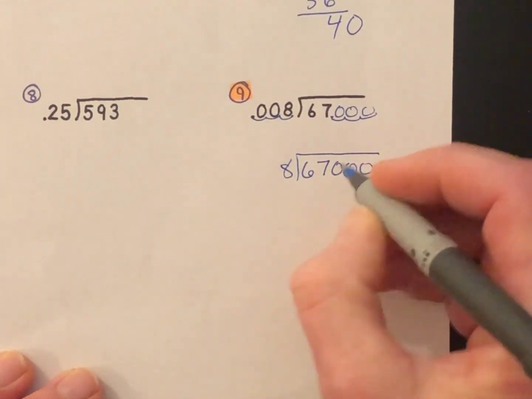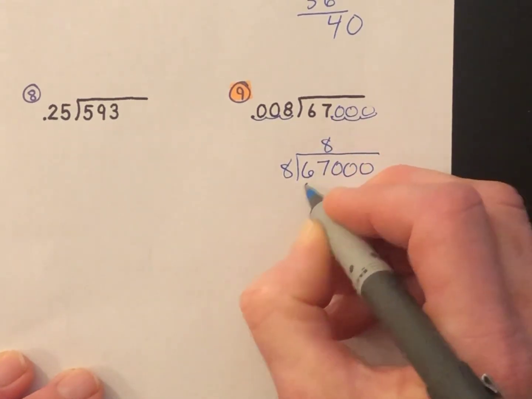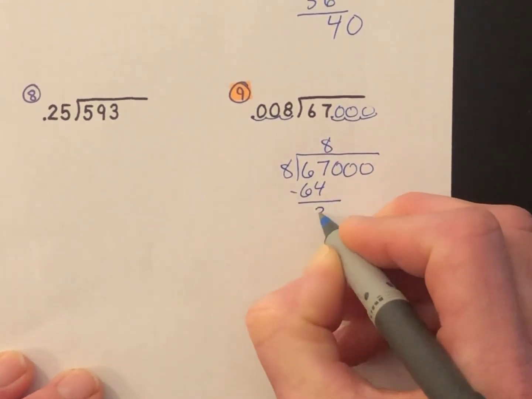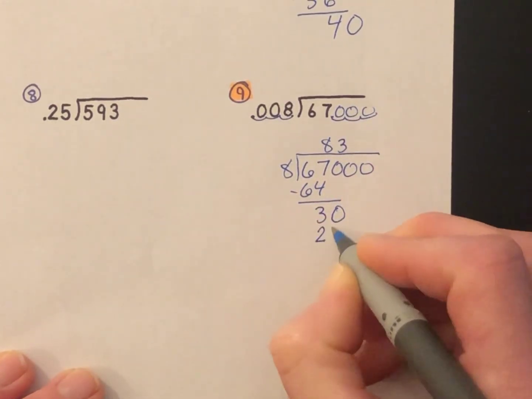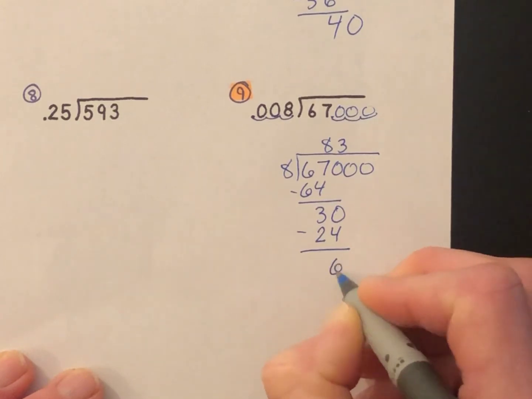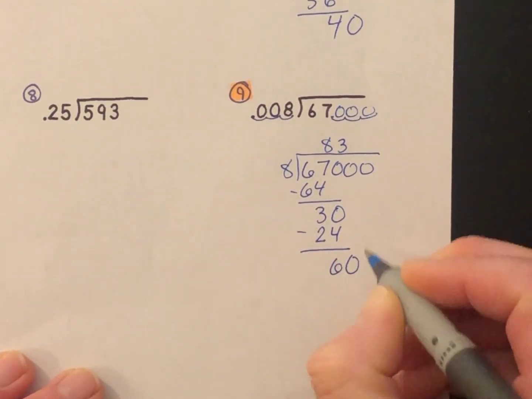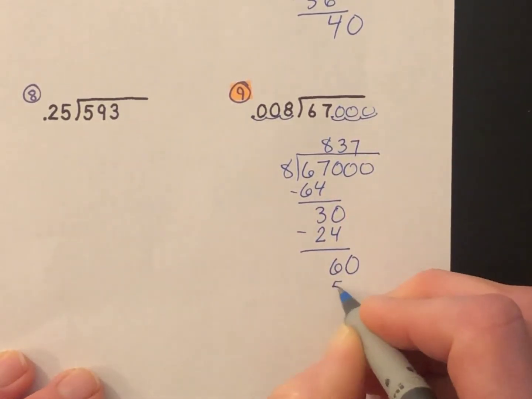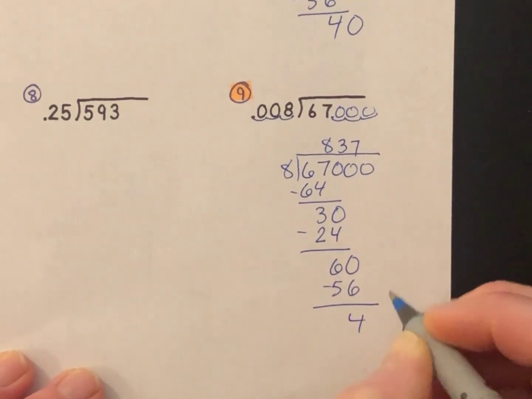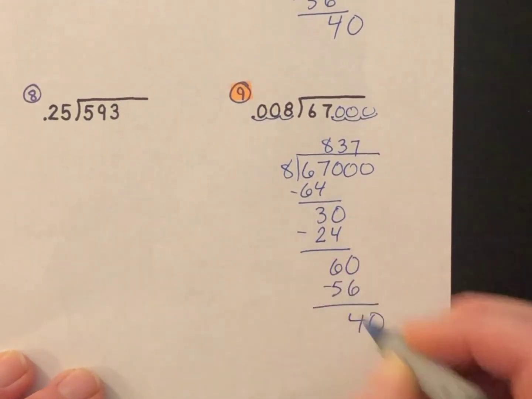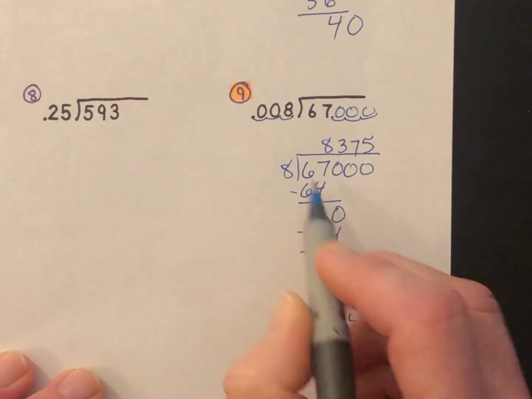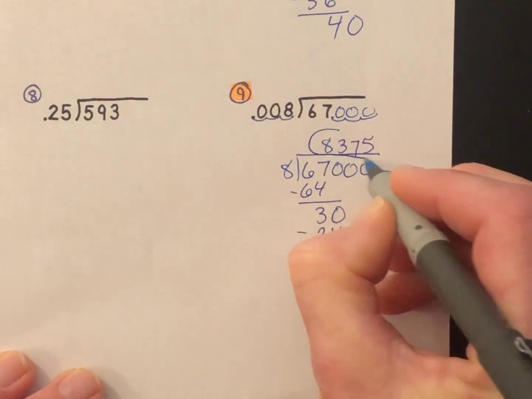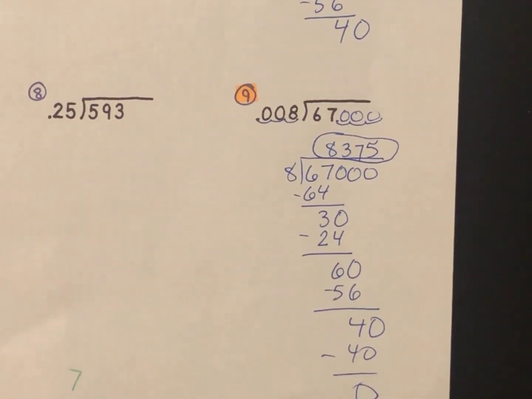8 goes into 67 8 times. 8 times 8 is 64. Subtract, 3, bring down the 0. 8 times 3 is 24. 6, bring down the second 0. 8 times 7 is 56. Bring down the third 0. 8 times 5 is 40. I have no decimals, so my final quotient is 8,375.